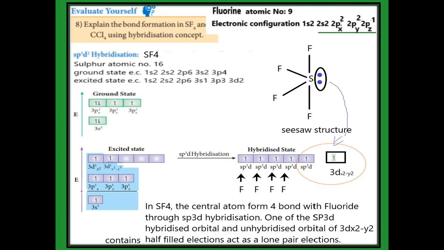Now see, what type of structure will sulfur tetrafluoride form? Seesaw structure. In that seesaw structure, as I indicated, around the sulfur there are 4 fluorine atoms and one lone pair. The lone pair is obtained from one hybridized orbital, that is an sp3d orbital, and one unhybridized 3d x squared minus y squared orbital.